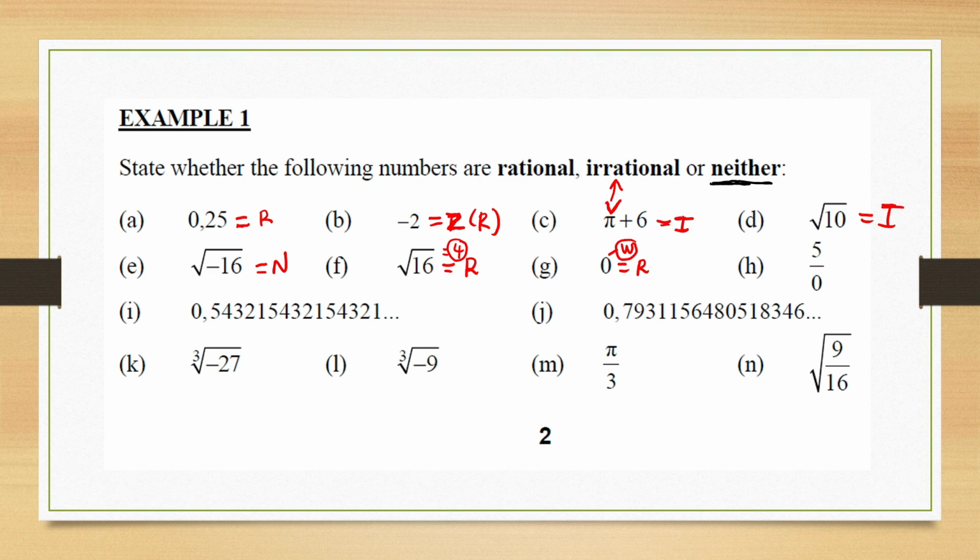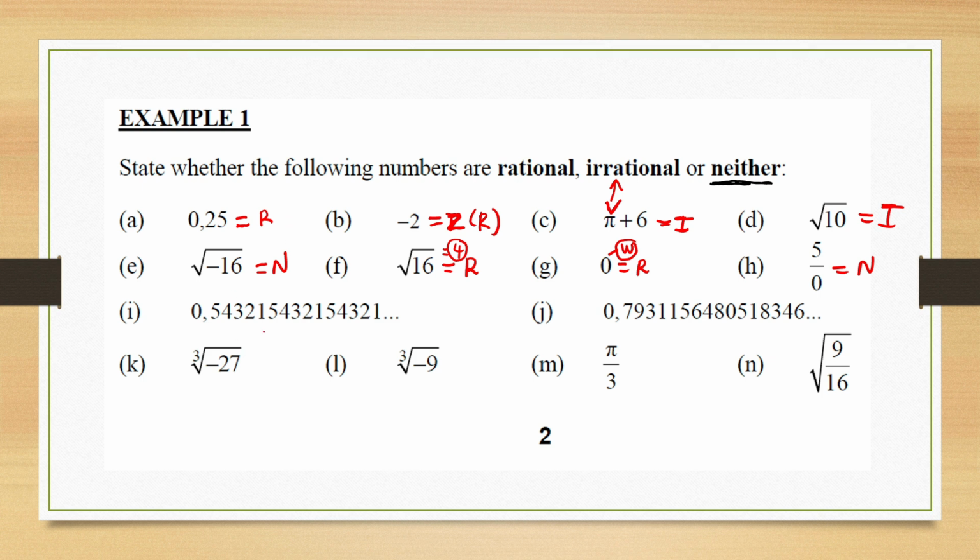All right, and then H, so what do you think H is? Yes, that's true. H falls under neither. Why? Because we said any number divided by 0 is actually unreal, as this is basically undefined. Okay, let us basically move to I. What do you think I is?